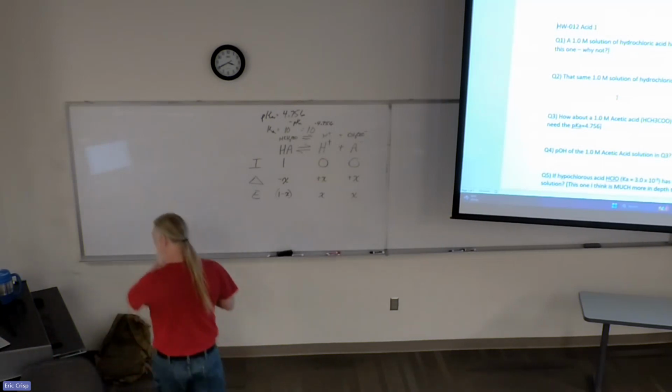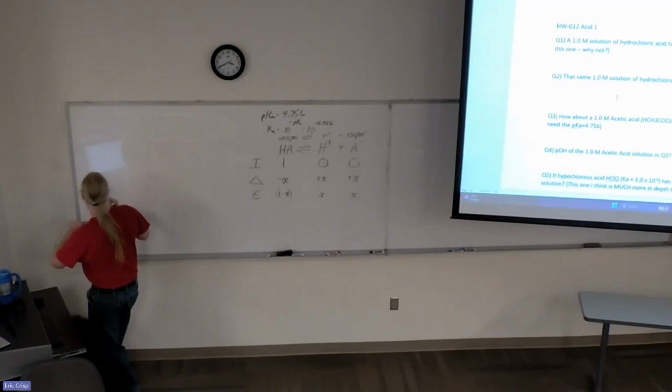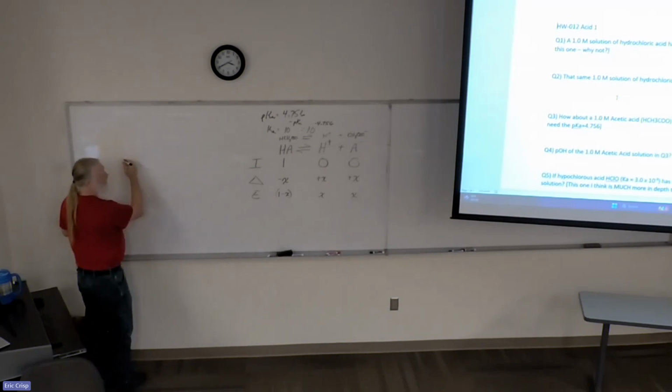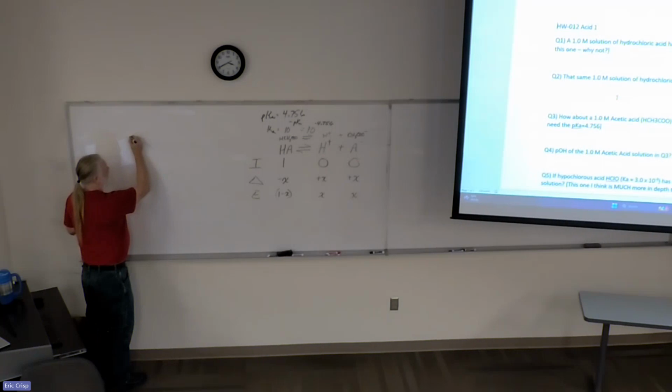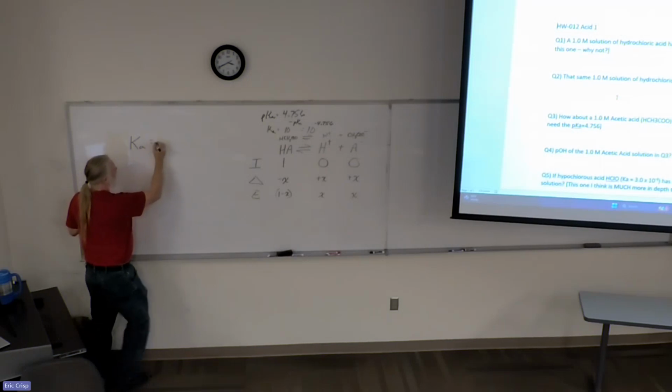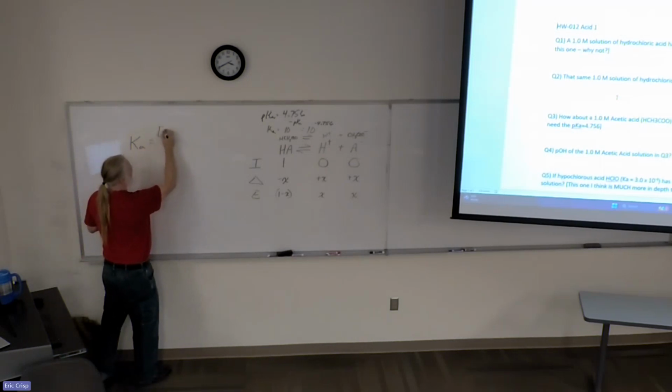Math. Well, I gotta set it up first before I can math it, right? How would you set it up? The Ka thing? Ka is the concentration of the negative ion times the concentration of H plus over HA. Like this? Yeah.